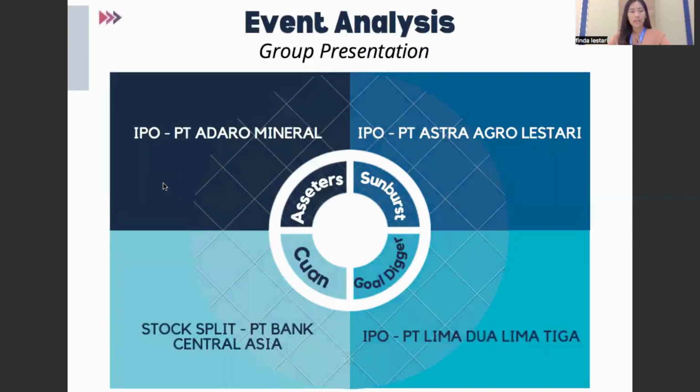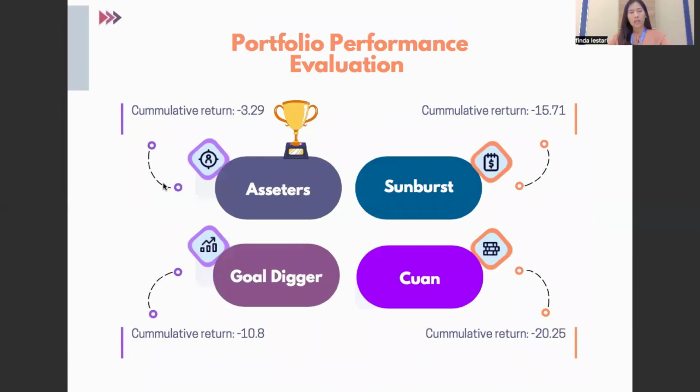The next topic is about event analysis. In this topic, our class had a group presentation for Asseters, Sunbursts, and Gold Diggers. They presented about the initial public offering or IPO, and my team Cuan Group presented about the stock split of PT Bank Central Asia. Also, last week we presented about portfolio performance evaluation. In the portfolio performance evaluation, the group Asseters was the winner. During the class, their cumulative return was better than the other groups, even though it was negative, and my group was also minus 20% something.